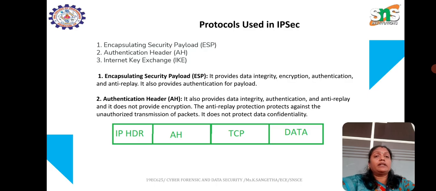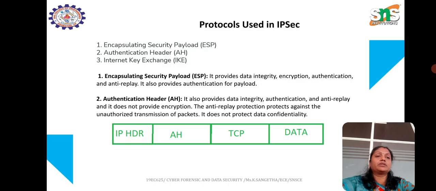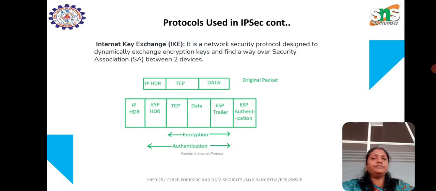Coming to authentication header, that is AH, it also provides data integrity, authentication and anti-replay, and it does not provide encryption. The anti-replay protection protects against the unauthorized transmission of packets. It does not protect data security. So this is the format of authentication header. It contains IP header, AH, TCP and data.